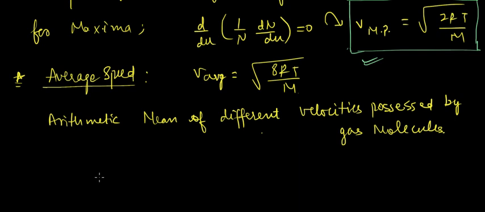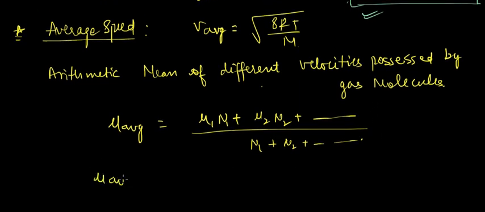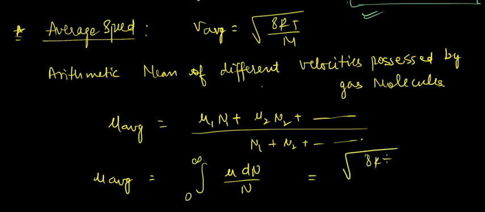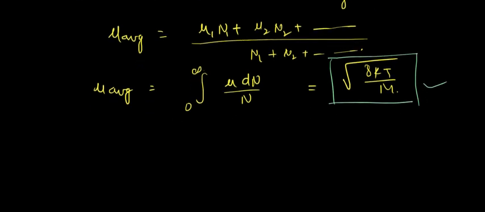We can write that UAVG or VAVG, whatever you want to call it, would be U1N1 plus U2N2 and so on, divided by N1 plus N2 and so on. We can also write U average or V average as the integration of U dN by N, ranging from 0 to infinity. Solving that, you can directly get root of 8RT upon M as the U average. The recommendation is, again, just remember this form directly. No need to derive it again and again, but the method should be known to you.